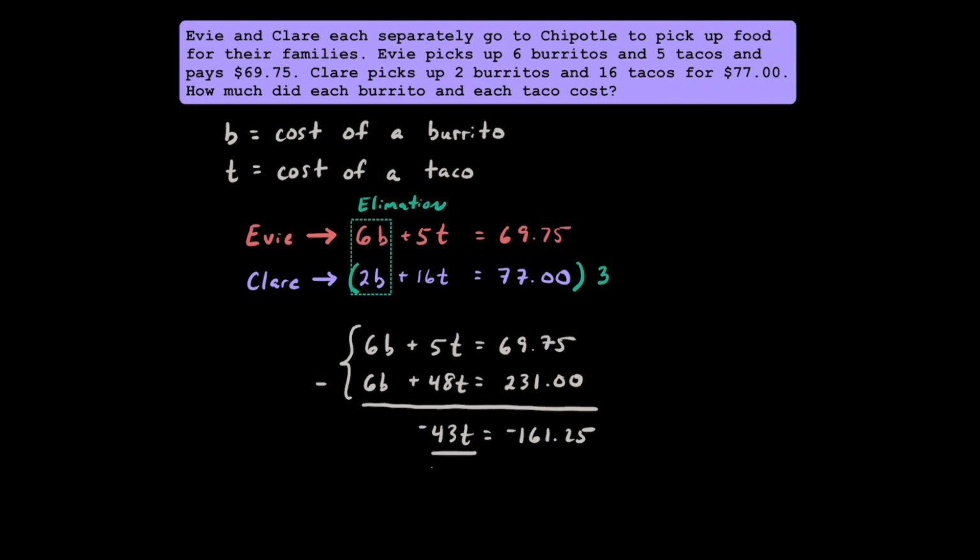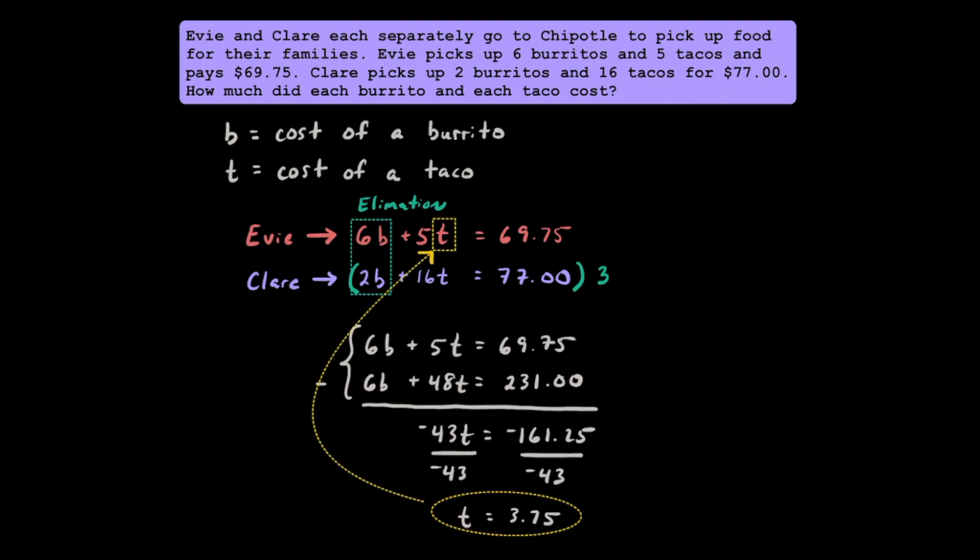To find the price of one taco, we're going to divide the left side by negative 43 and divide the right side by negative 43. Negative 161.25 divided by negative 43 is going to be 3.75. So the cost of one taco is $3.75.